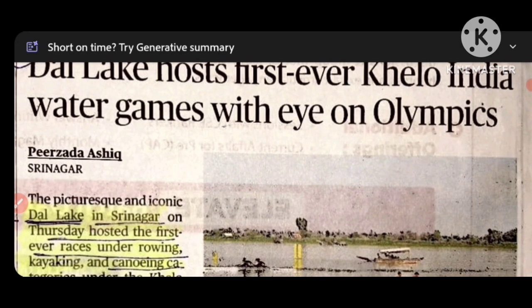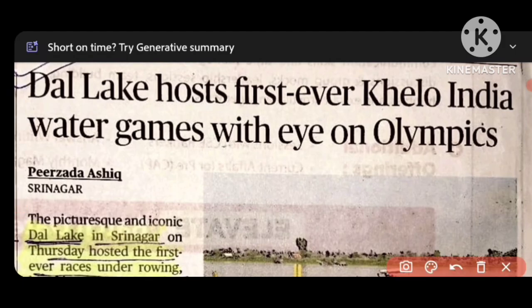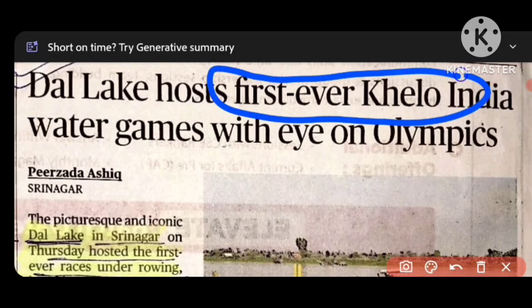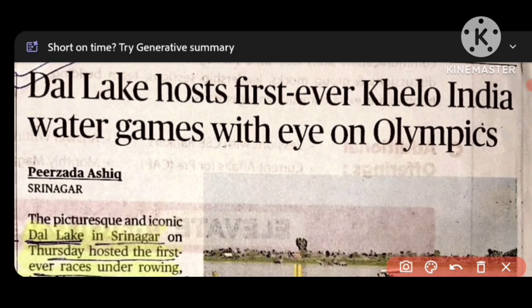Next was a very beautiful news item: the Dal Lake hosts the first ever Khelo India Water Games with an eye on the Olympics. So the first ever Khelo India Water Games are being held in the Dal Lake of Srinagar. There is nothing very important as far as mains is concerned, but you need to just remember that Dal Lake is in Srinagar. Fine.